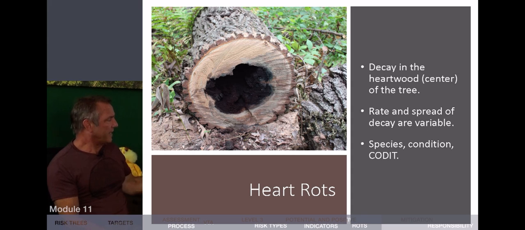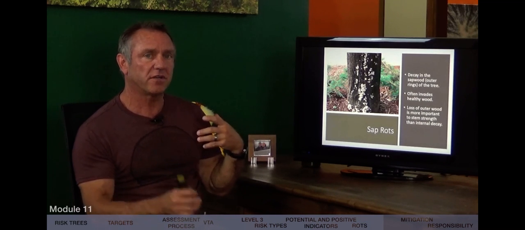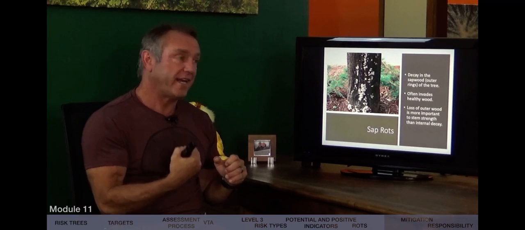Again, not a lot to say about this other than this is what's associated with heartwood rot and hollow trees. Sap rots are what attacks the outer wood from the outside in. Most of our other rots work from the inside out.